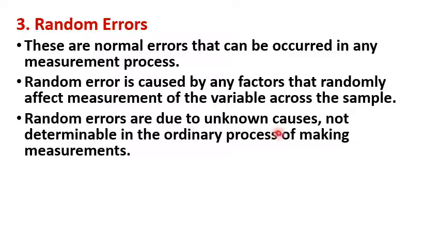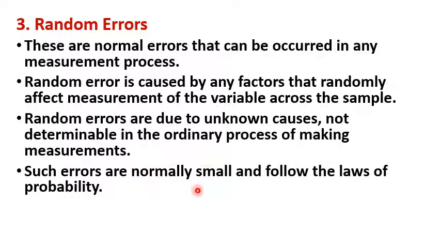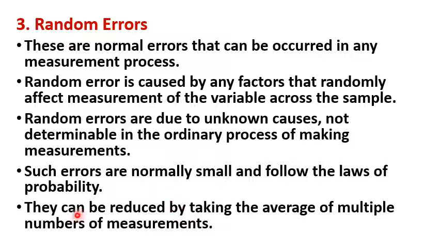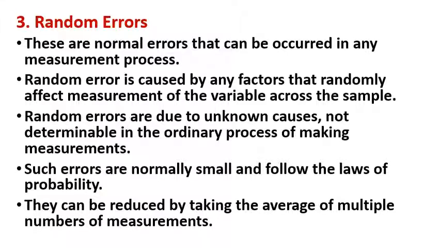Random errors are due to unknown causes, not determinable in the ordinary process of making measurement. Such errors are normally small and follow the laws of probability. They can be reduced by taking multiple numbers of measurements and taking the average of those measurements.